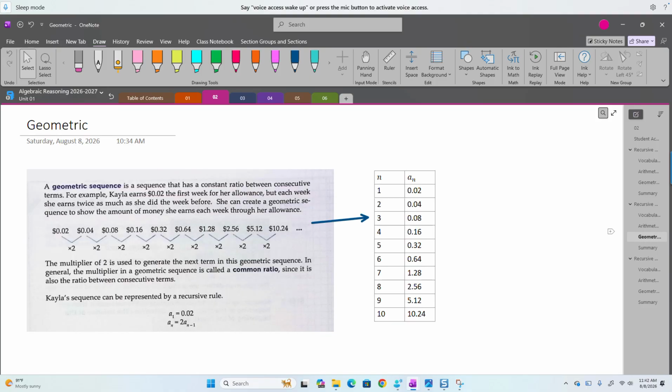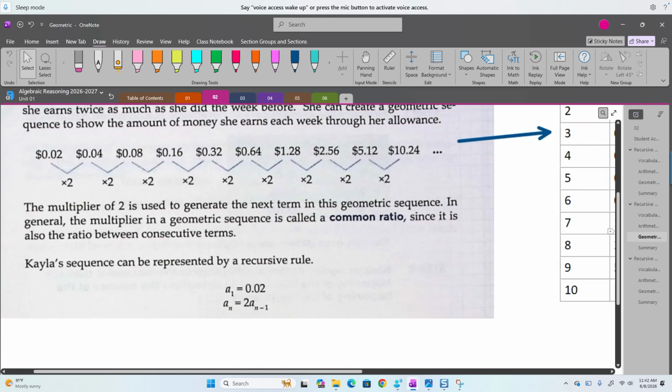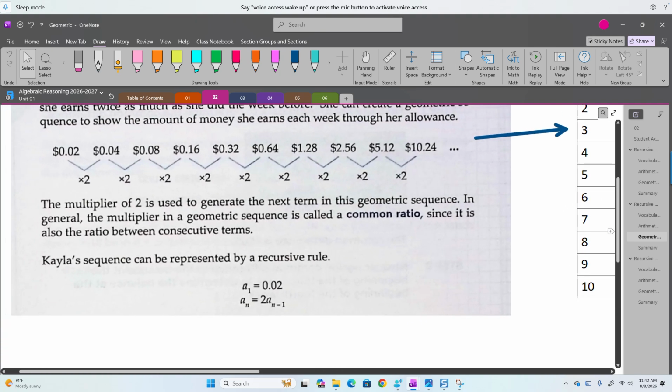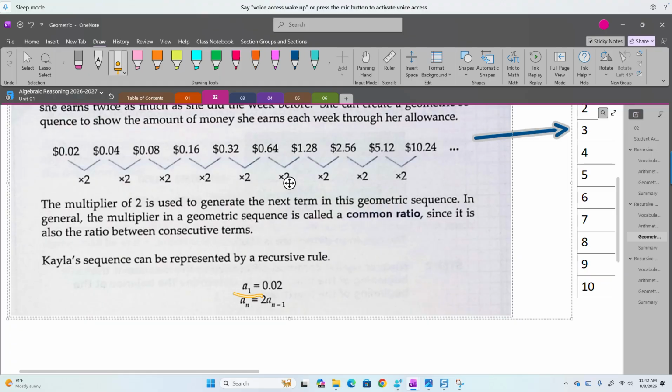And now I went ahead again and set up the table. I took it horizontal and made it vertical, and we're going to come on down here and look at that recursive rule. Again, we're looking for a sub 1 and a sub n, which is going to be something with an n minus 1 with our recursive rule.